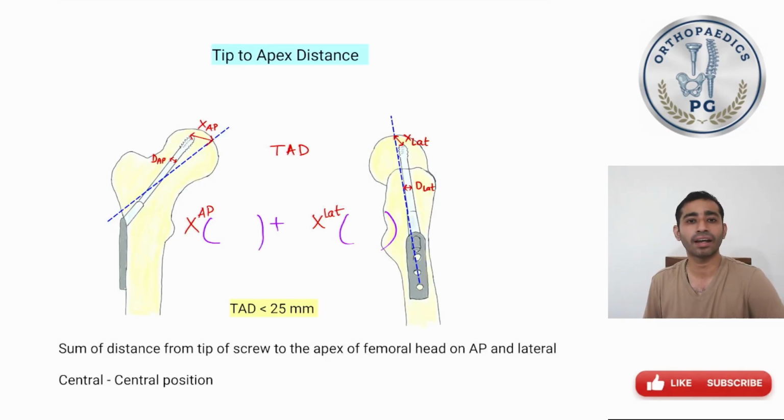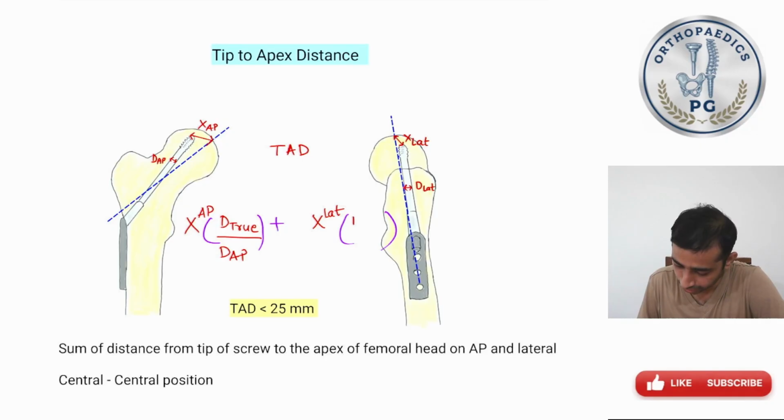To calculate the magnification correction coefficient, we have to divide the true diameter of the screw, which we already know, by the diameter in the particular view. So in the AP view, it is D true by DAP. And in the lateral view, it is D true by D lateral. So in this way, we get the tip apex distance.